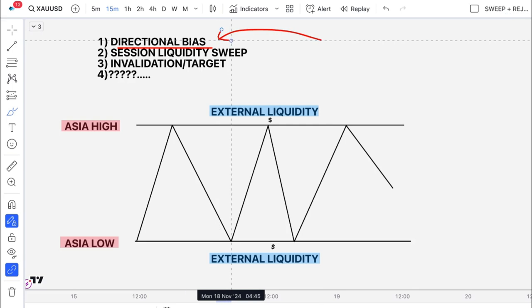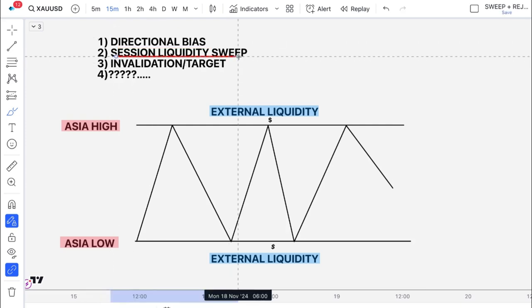Vice versa, if they are sloping to the downside and in order, for example, the 50s on the bottom, then we will look for shorts on the market. I'll touch on that in just a moment, but please understand that we need a directional bias. It is extremely important. Step number two is our session-based liquidity sweep.